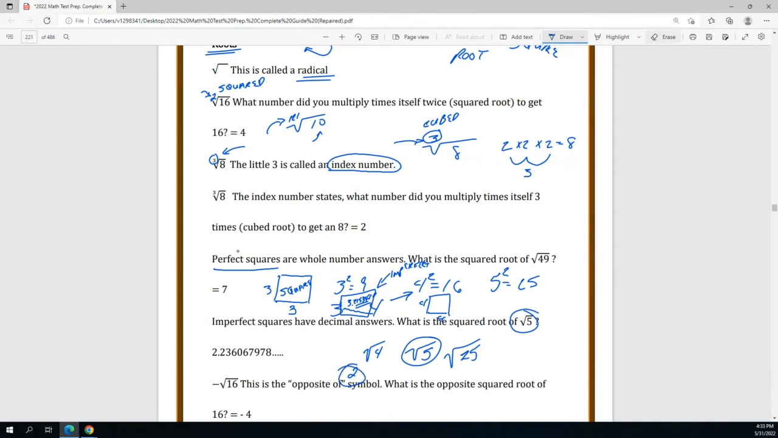Oh, I'm sorry, not the 5. Let me erase that real quick. Start over. You don't get mad at me too much. And the square root of 9, which is a 3.